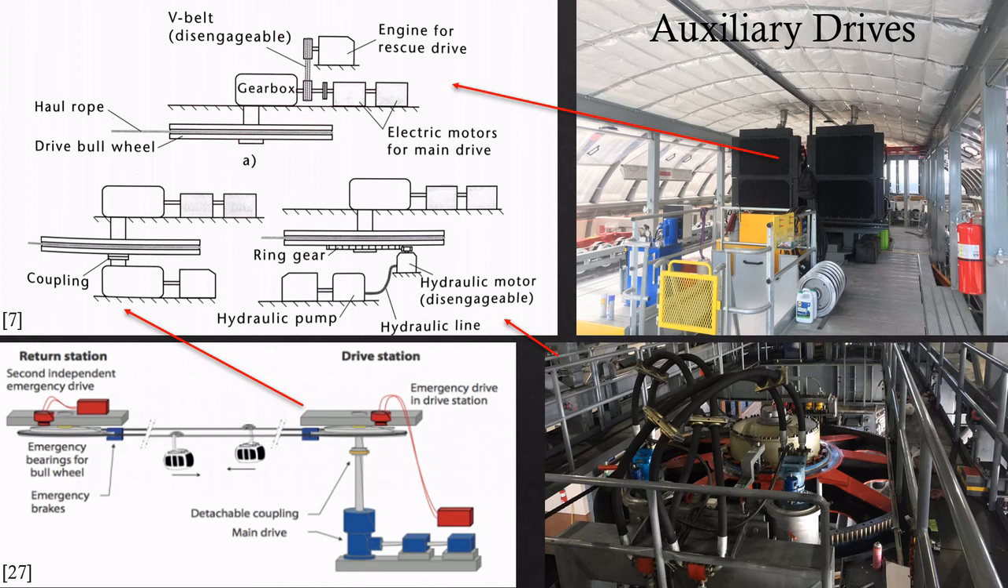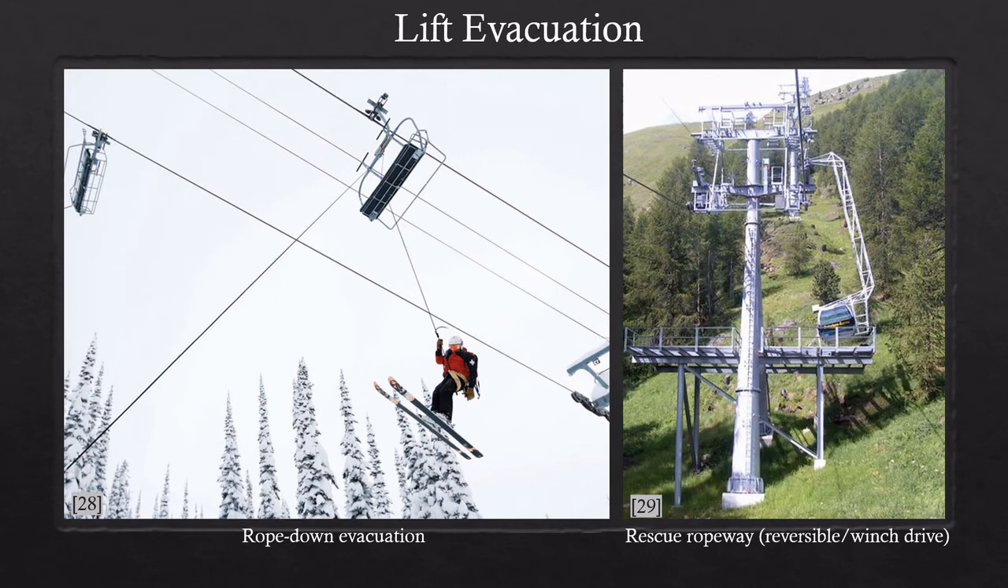The image on the bottom left shows the most comprehensive auxiliary drive setup currently used on ropeways. It uses detachable couplings with several different drive setups as well as emergency bearings to ensure that no level of gearbox failure, power outage, or drive failure could prevent the ropeway from being moved to evacuate all of the passengers. Redundancy and reliability are critical aspects for any ropeway component.